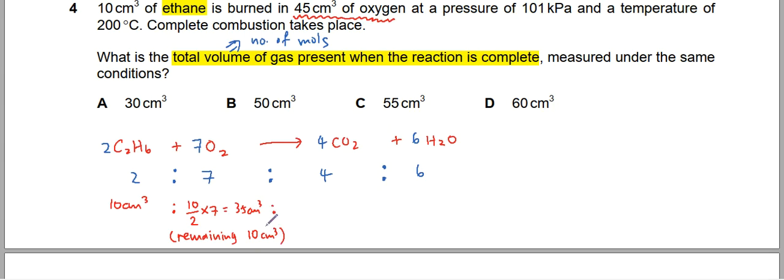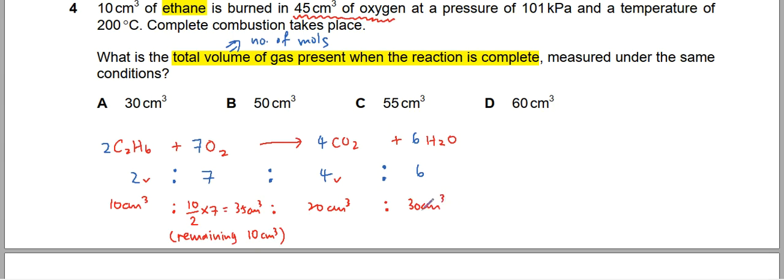So for CO2 and H2O, we can work out the volume accordingly. We know that CO2 is twice the amount of the ethane, so it's going to be 20 cm cube. And then the water is 3 times the amount of the ethane, so it's going to be 30 cm cube.